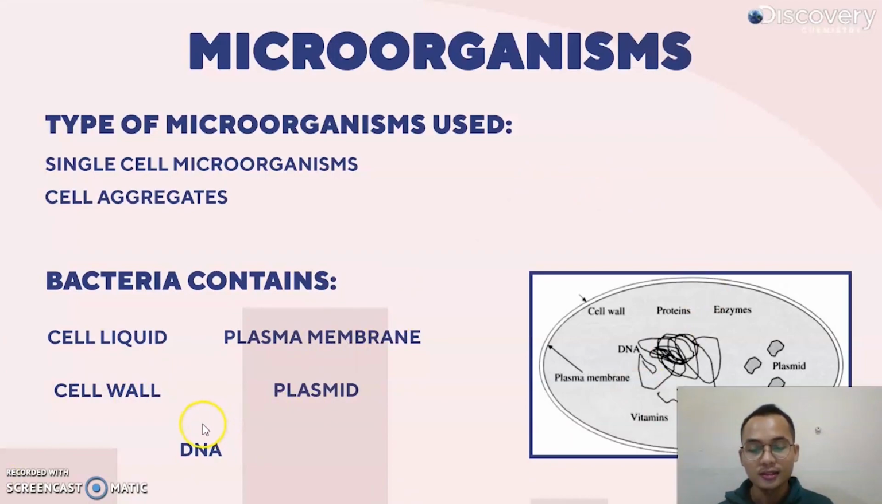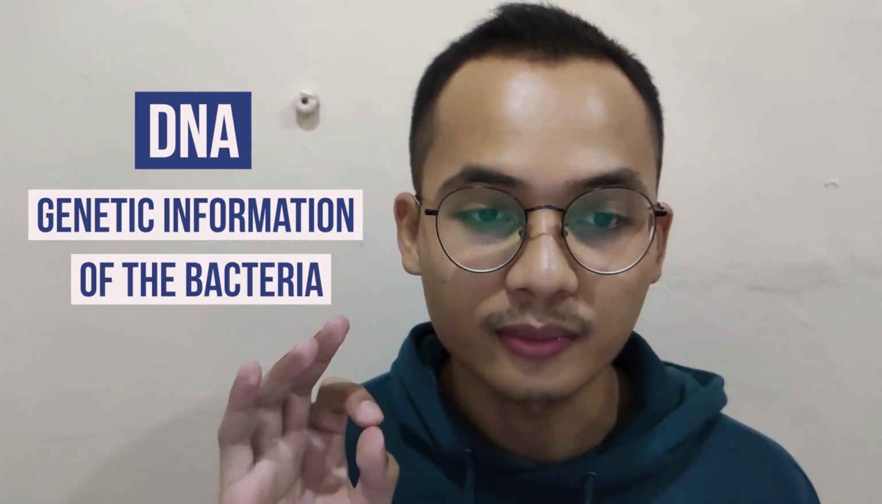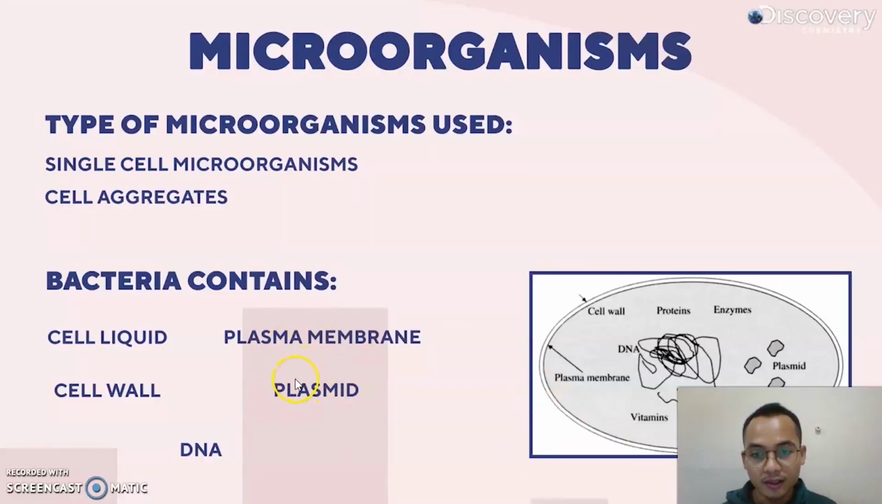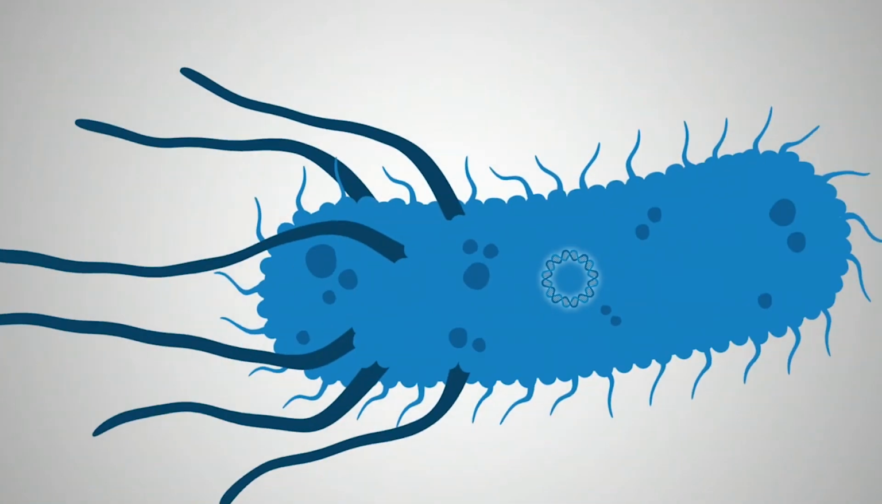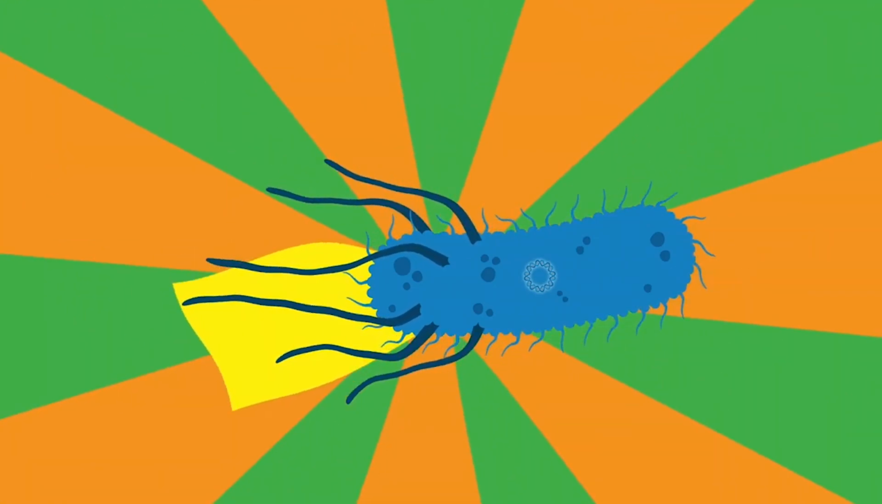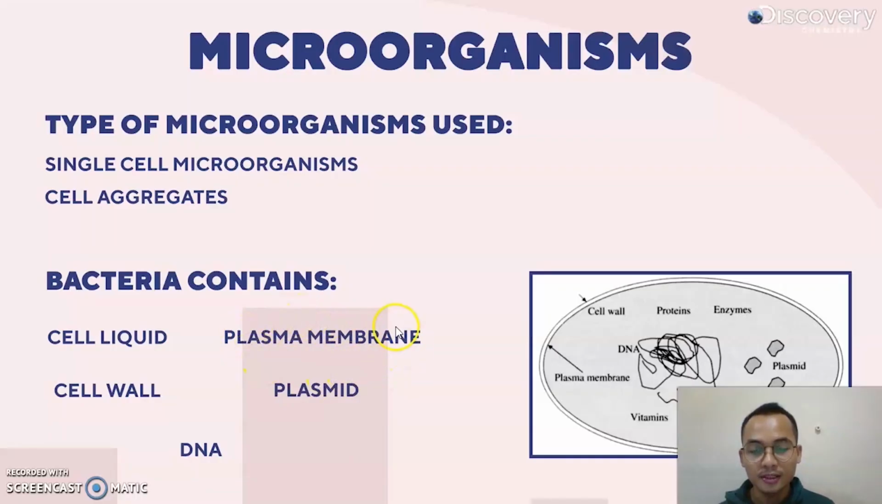And the third one is the DNA. The DNA carries the genetic information of the bacteria. The next one is the plasmid. The plasmid is an independent DNA unit. It is important in transferring genetic information of the bacteria. The last one is the plasma membrane. It allows transport of nutrients in and metabolites out of the bacteria.